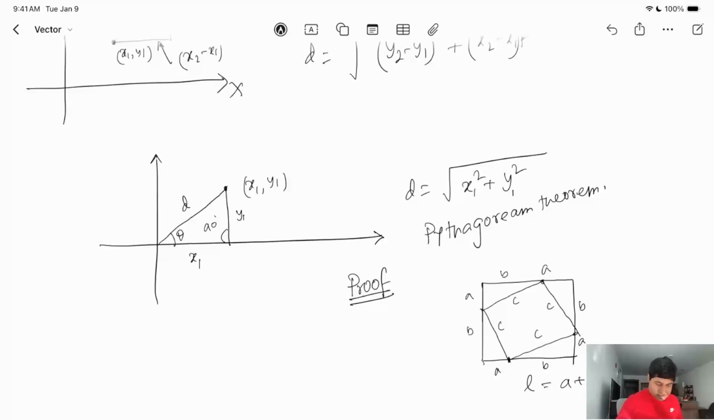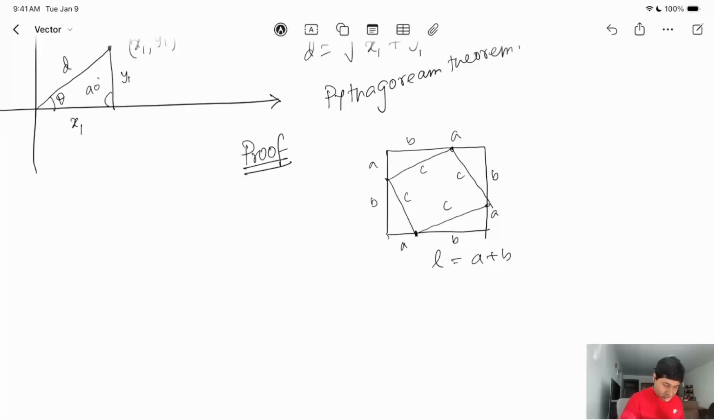So now we can easily say, using the formula for the area of a square, that L squared is nothing but the area of the bigger square, which is A plus B whole square. You can think of this entire square as being made of a smaller square, C square, and there are four triangles. Those are right triangles actually. So 4 times the triangle area.